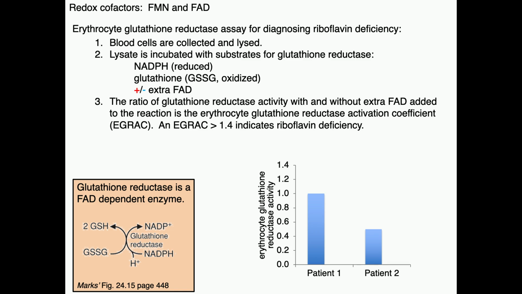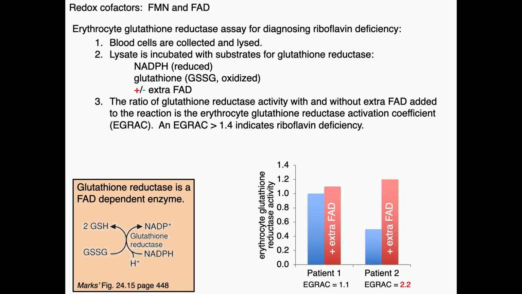Okay, so what you do here, the coefficient is referring to this reaction both in the absence and in the presence of a ton of extra FAD. So if you add a lot of extra FAD and you don't get a big increase in activity, the interpretation is that that enzyme is fine. It's got plenty of the cofactor it needs. If you add extra FAD to the in vitro reaction and you get a big increase of activity, the interpretation is that the enzymes are starved of FAD in that patient. Does that make sense? Okay.